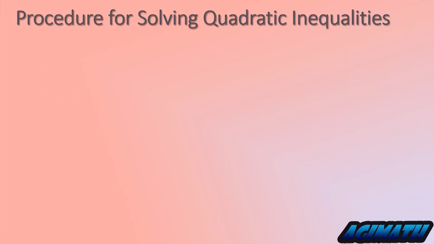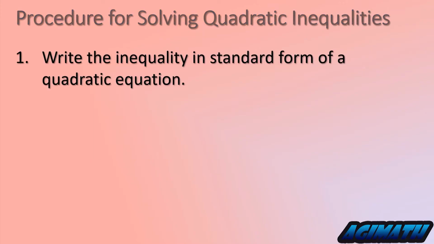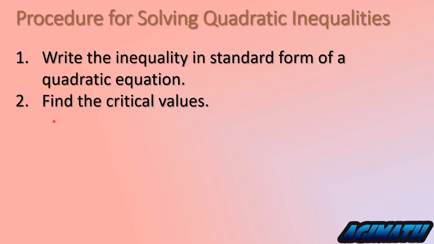So this is the generic procedure for solving quadratic inequalities. First, we are going to write the inequality in standard form of a quadratic equation. So from the inequality, we are going to transform that into a quadratic equation in standard form. Number 2, we find the critical values. I'll show to you what we mean by critical values later.